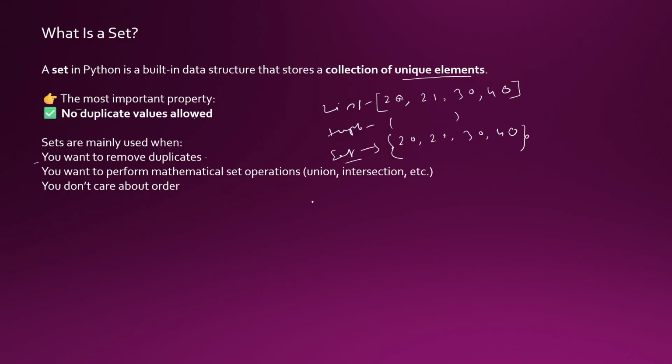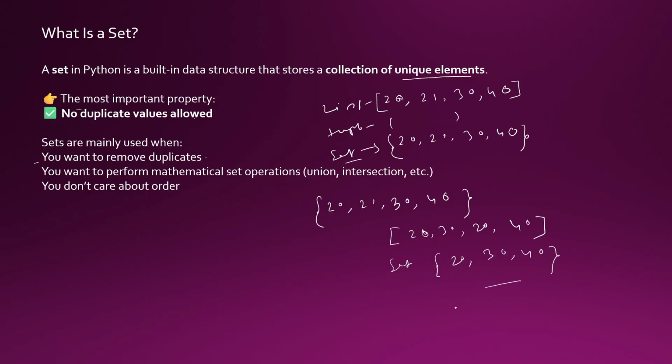Okay, that means just remember, whenever you create any kind of sets, 20, 21, 30 like this, it doesn't store any kind of duplicate value, right? Suppose you have a list 20, 30, again 20, 40 like this. Now in order to remove the duplicates from this list, if you convert this list into set, then automatically the duplicate value will be removed and all the unique values will be stored here, and it becomes a set. So whenever you want to remove any kind of duplicates, then you can use set.